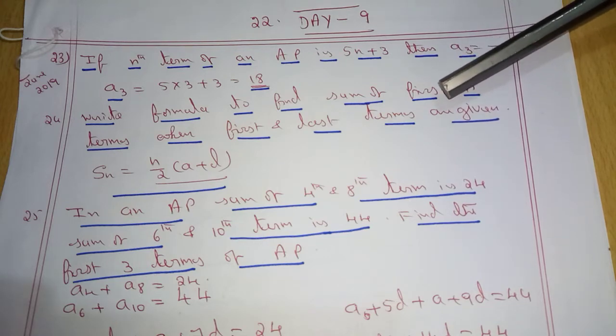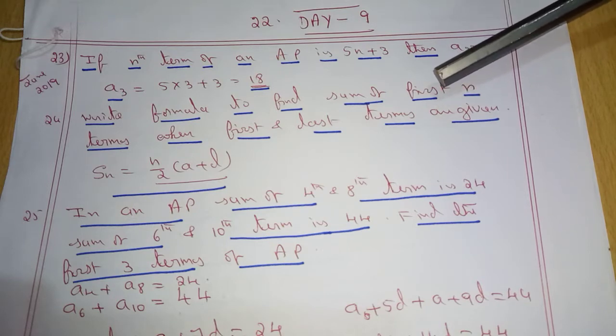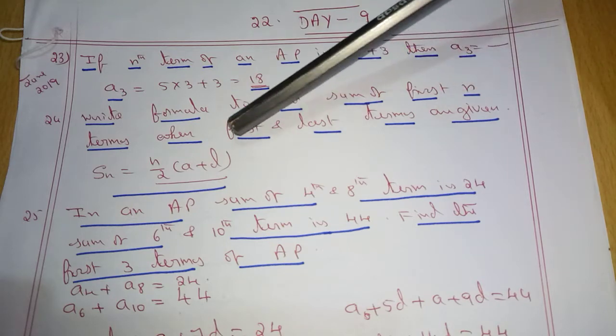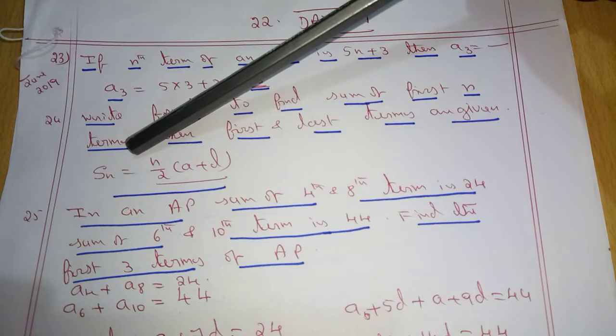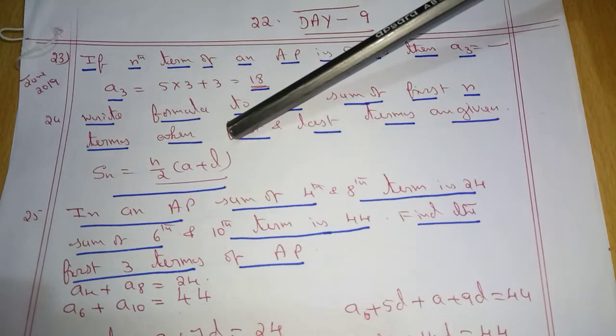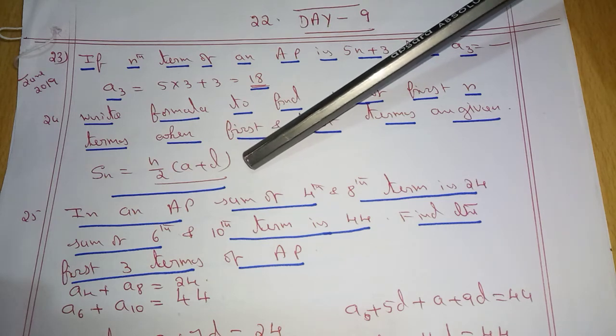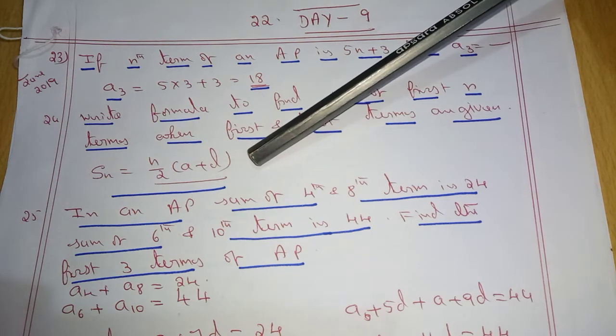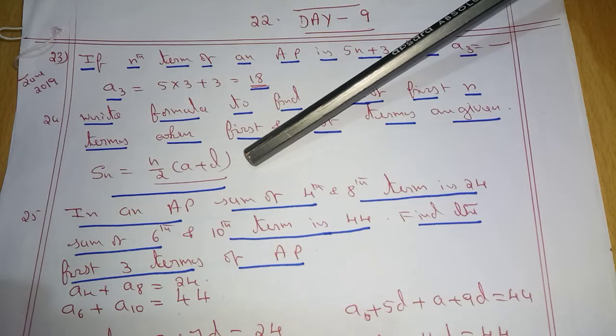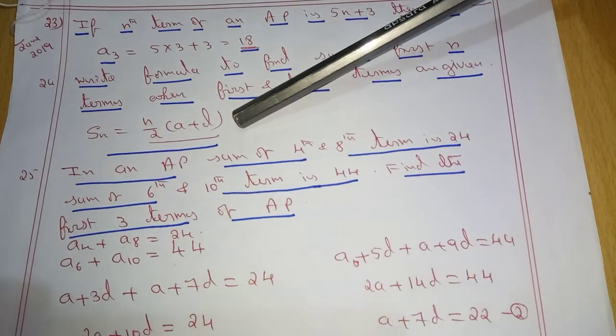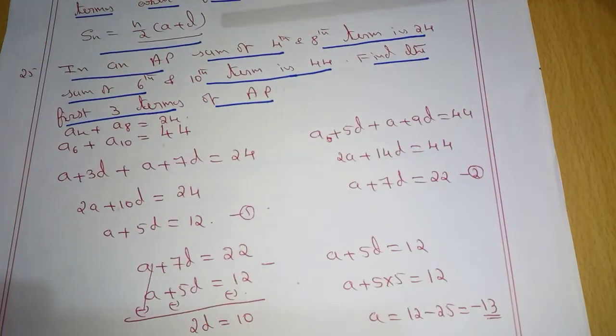One short formula we will use to find the sum of n terms. Do you recall what that is? Sn is equal to n by 2 into a plus l. I hope everyone completed. Next question.